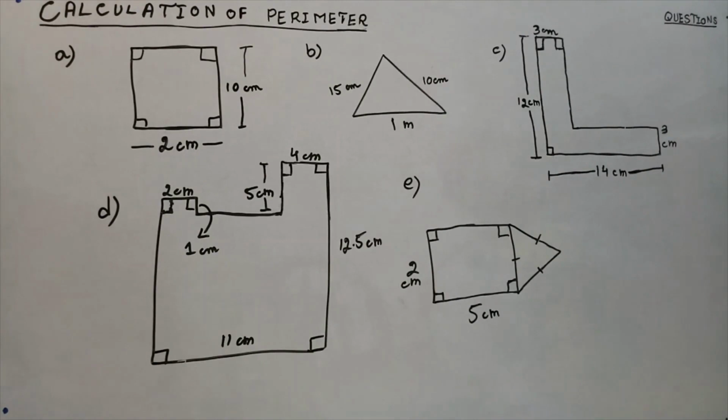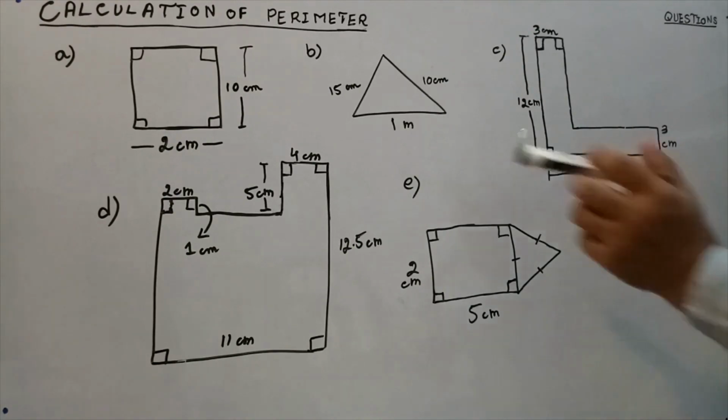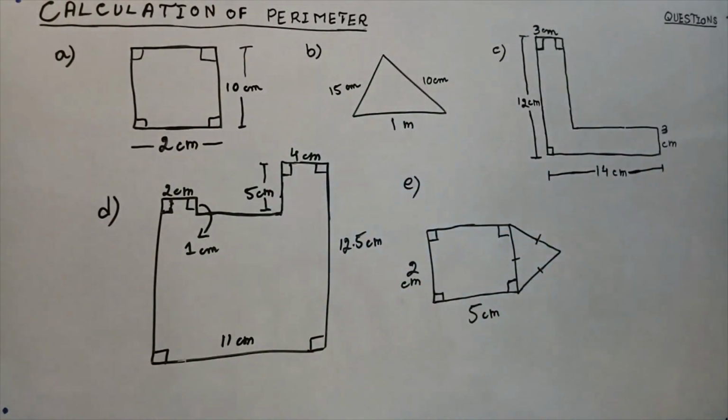So we know, what is perimeter? It is the measured length of all the boundaries of a shape. Clear? Of all the boundaries of a shape. So without any delay, let's get started. Here let's see our first part. In part A, we have to calculate the perimeter.